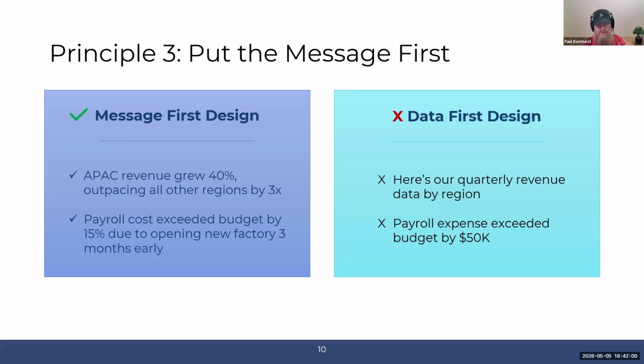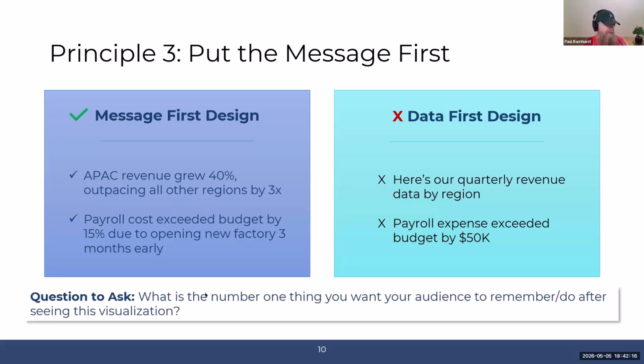Now there's a message there. I can start to have a conversation. What made Asia different? Versus, okay, you just told me what I'm looking at. Now I got to figure out what's the message. So as much as you can, give the message in the titles, in the call outs, make it clear. The message, what's the number one thing you want your audience to remember? That's the question you want to ask.